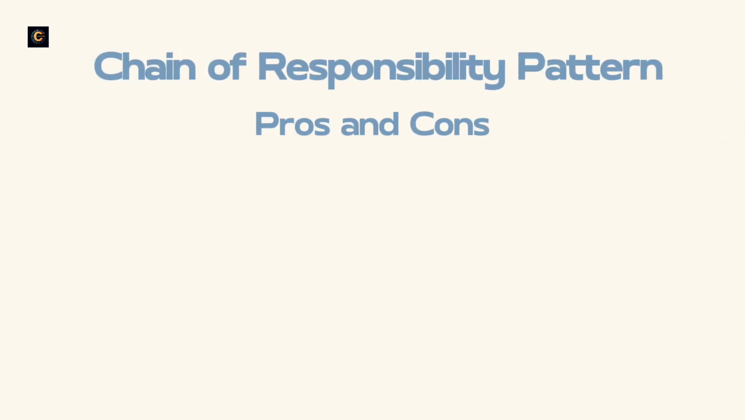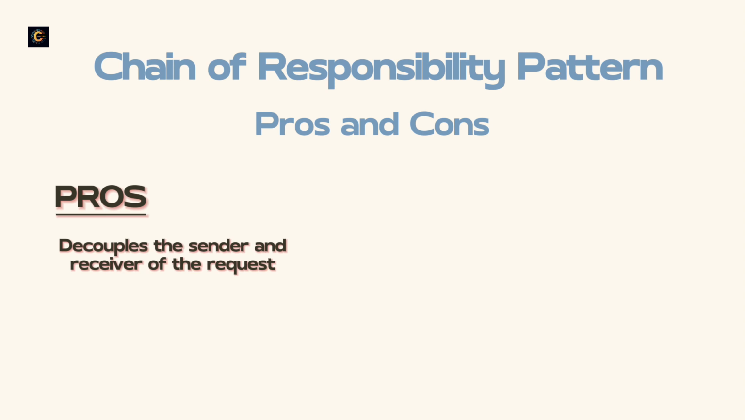Let's talk about the benefits of using the chain of responsibility pattern. Decoupling. Chain of responsibility decouples the sender and the receiver of a request, making it easy to add or remove handlers without affecting the client code. Flexibility. It provides flexibility in handling requests by allowing multiple handlers to process a request in different ways.